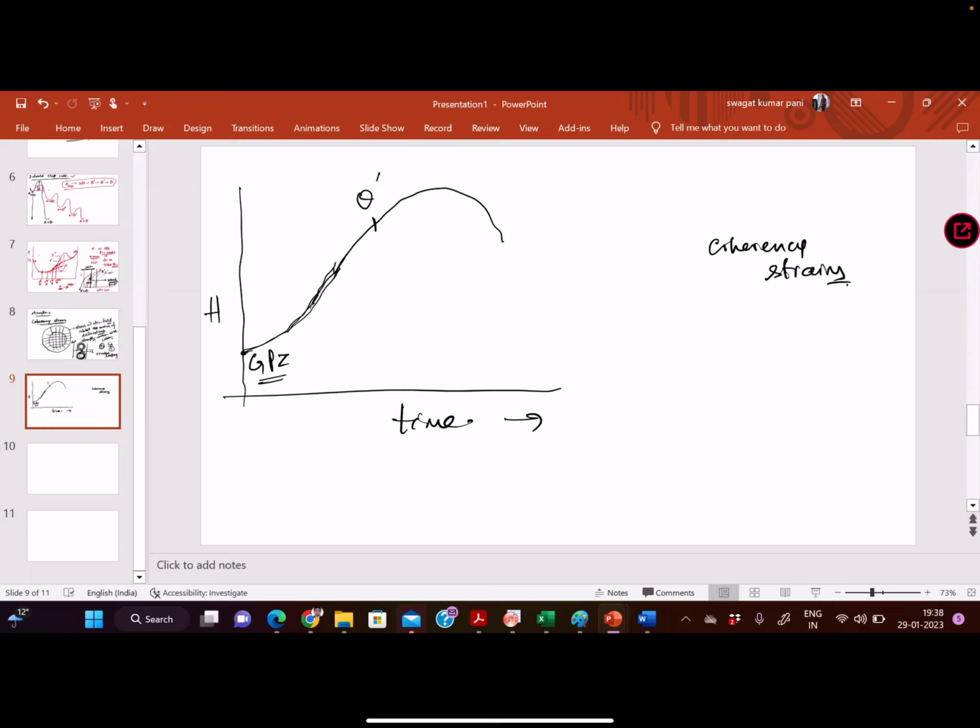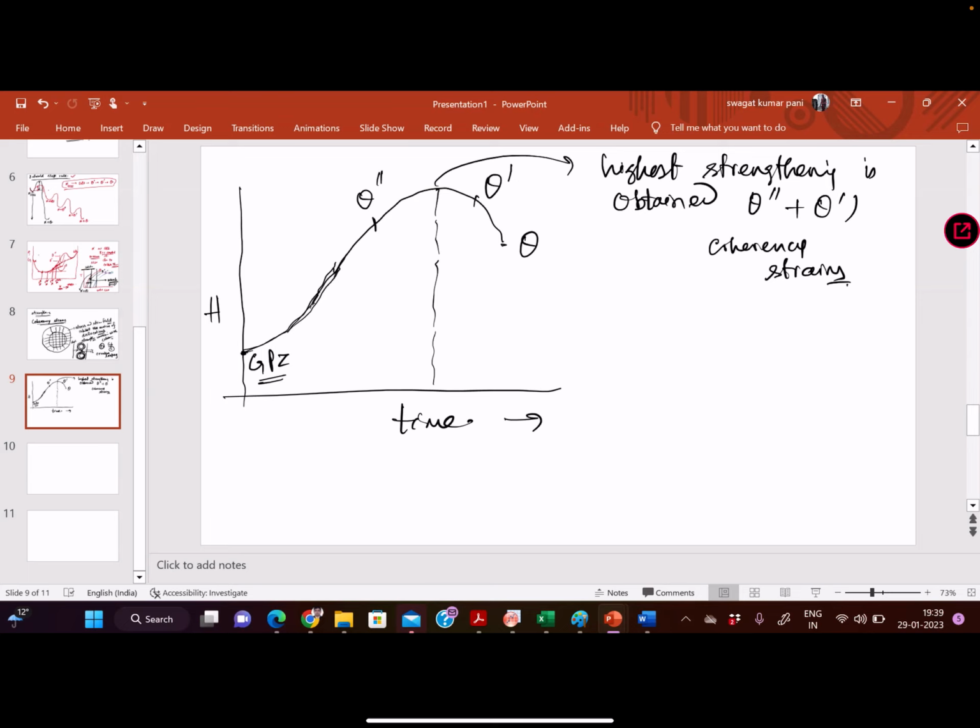Then somewhere here theta double prime phase starts, then theta prime, then finally theta. At this point it is a mixture of coherent, and the highest strengthening is obtained when we have a mixture of theta double prime plus theta prime phase. Remember this. And the nature is semi-coherent, between coherent and incoherent. That is, some of the atomic planes are connected and some are dislocated, some are displaced. So they cause what we call misfit dislocations.